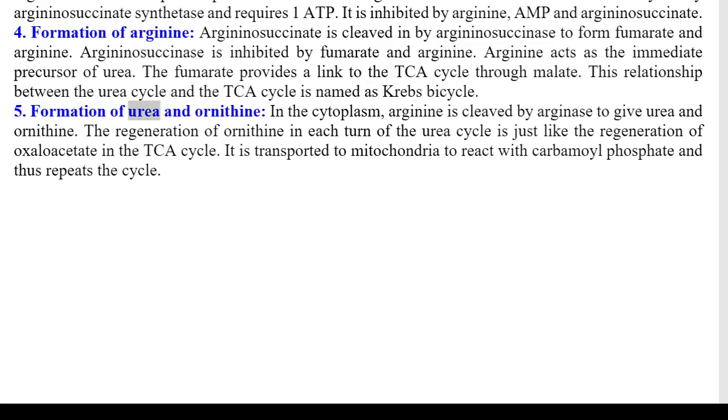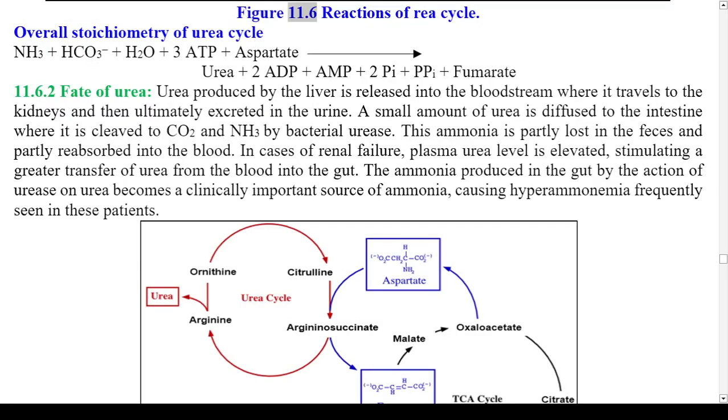5. Formation of urea and ornithine. In the cytoplasm, arginine is cleaved by arginase to give urea and ornithine. The regeneration of ornithine in each turn of the urea cycle is just like the regeneration of oxaloacetate in the TCA cycle. It is transported to mitochondria to react with carbamoyl phosphate and thus repeats the cycle. Figure 11.6 Reactions of urea cycle.